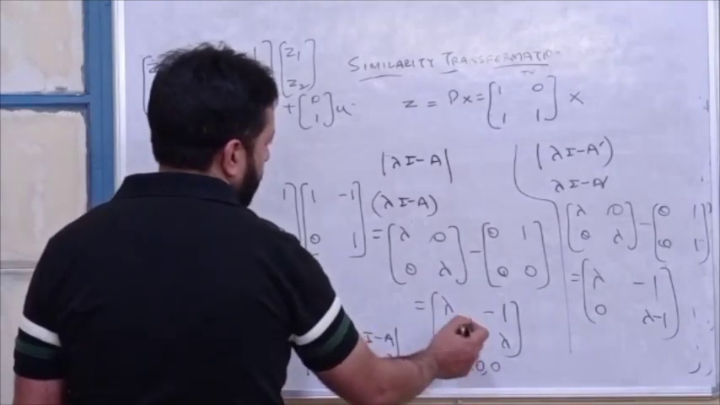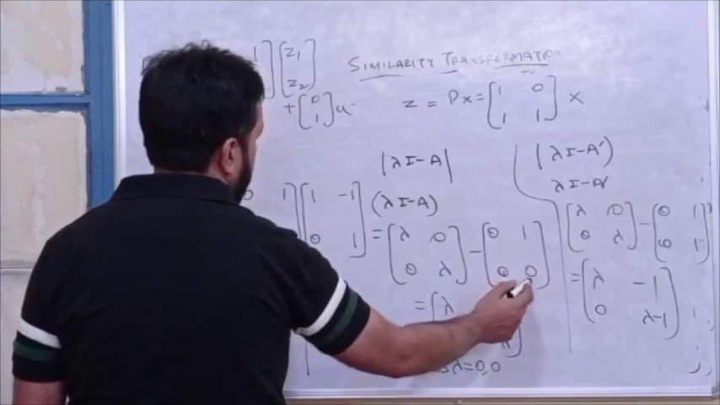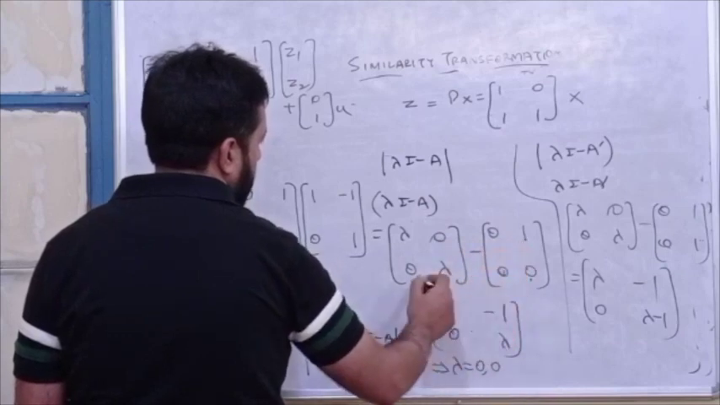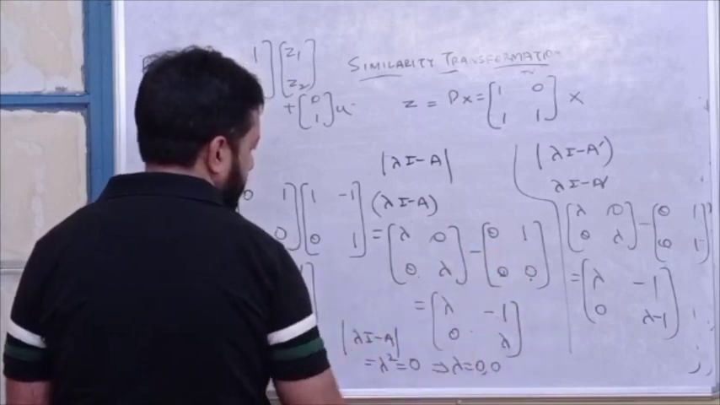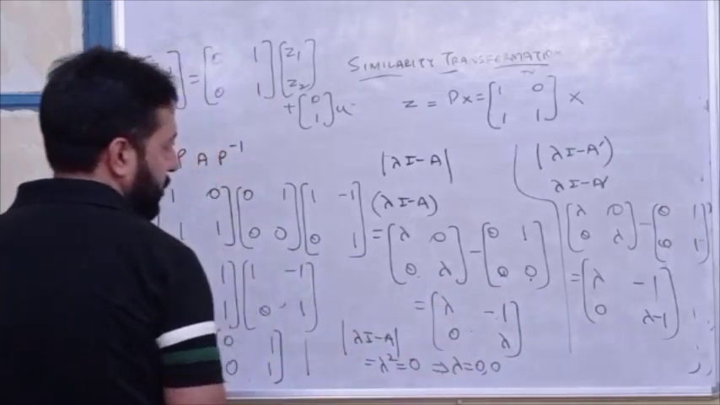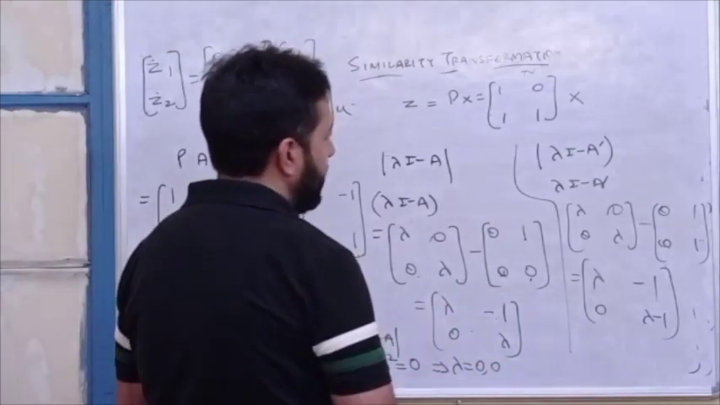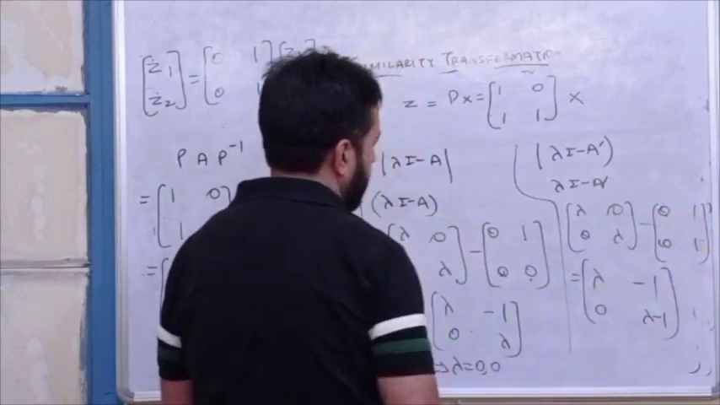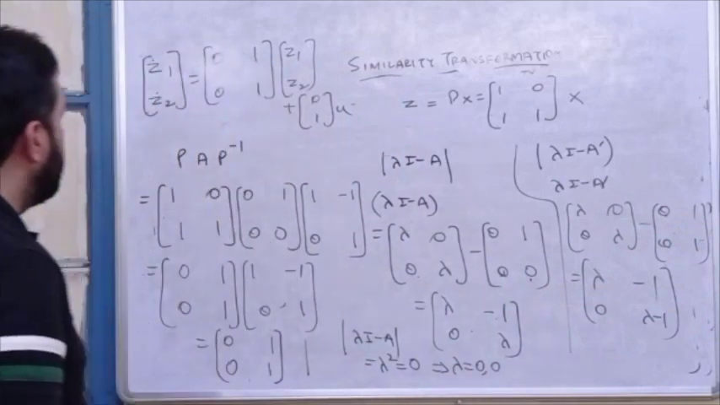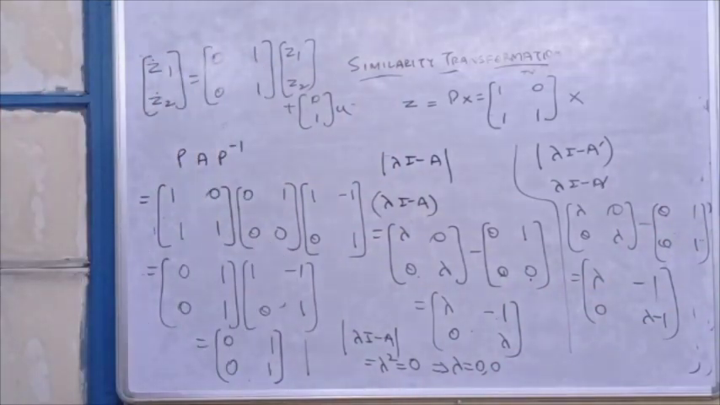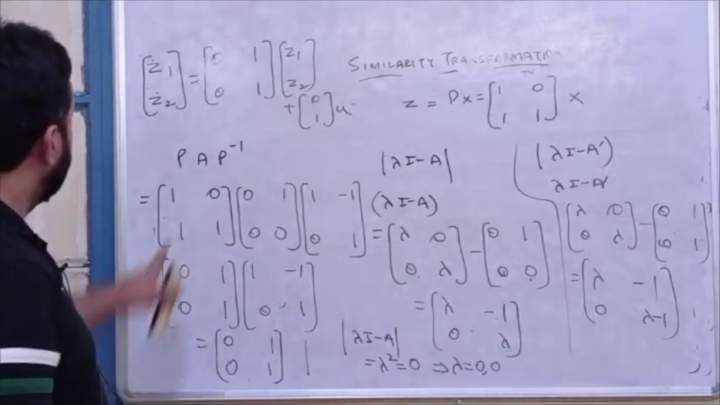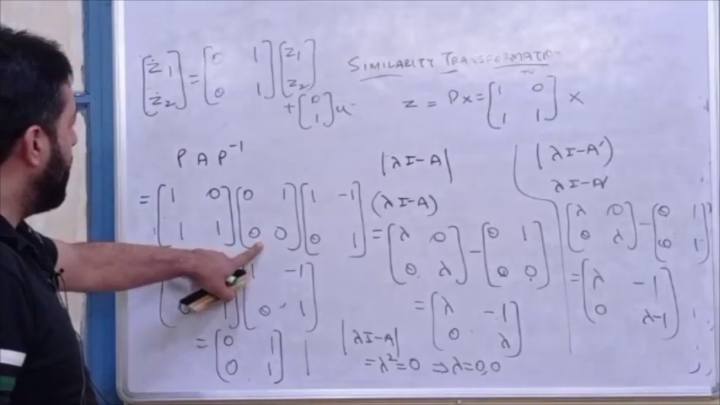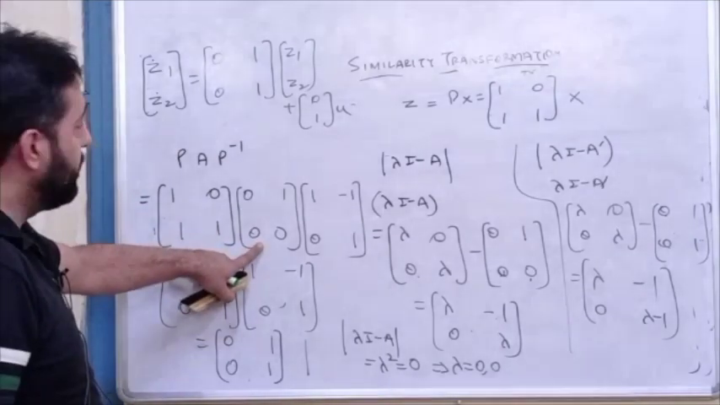सो दिस इज 0, दिस इज लैम्डा माइनस 1, 0 एंड लैम्डा, है ना? दिस लैम्डा स्क्वायर इक्वल टू 0. लैम्डा माइनस ए डैश, ए डैश इज दिस, सो दिस इज लैम्डा. हमारा ए आ रहा था ना, 0100. हां, 0100 कहां लिखा? कहाँ पे? यही तो है, यही है ना.